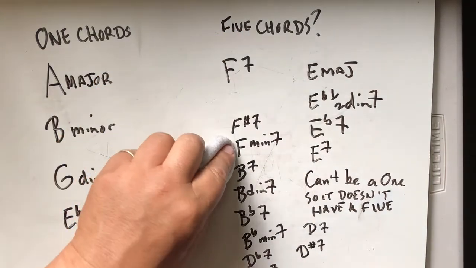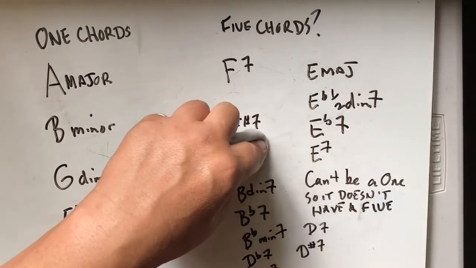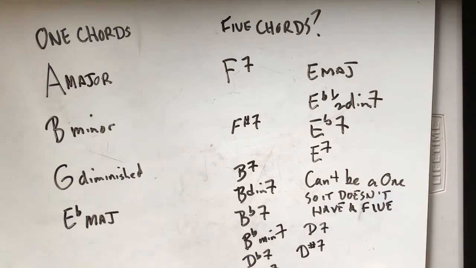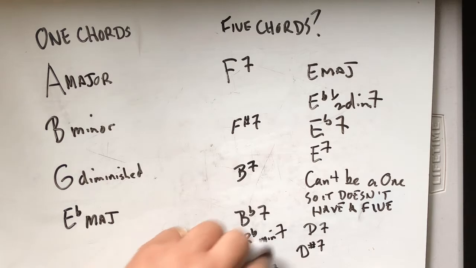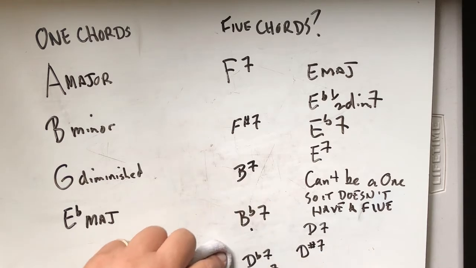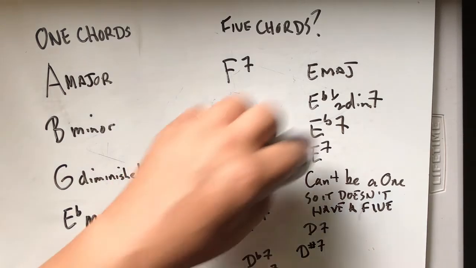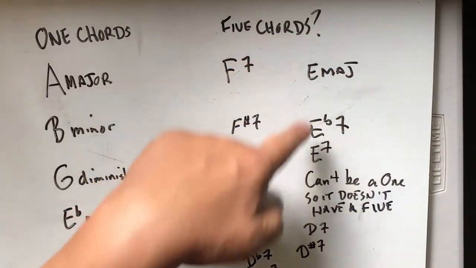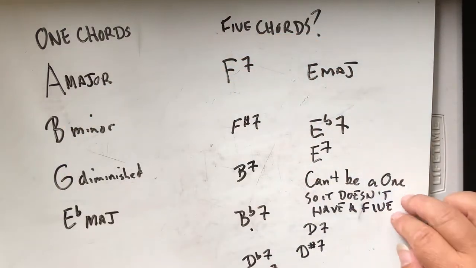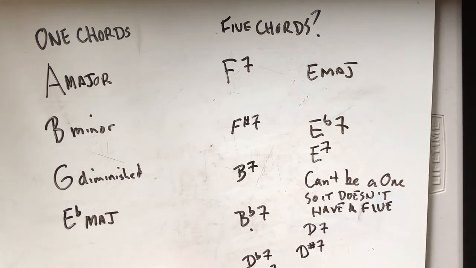Okay, see this minor 7 right here? It's not a dominant 7 chord or a major triad. It can't be an answer. This B diminished 7 cannot be an answer. B flat minor 7 cannot be an answer. Half diminished 7 cannot be an answer. The triad's okay because it's major, and these are all other 7 chords. There's also an interesting one. It says can't be a 1, so it doesn't have a 5. We'll talk about that in a minute.